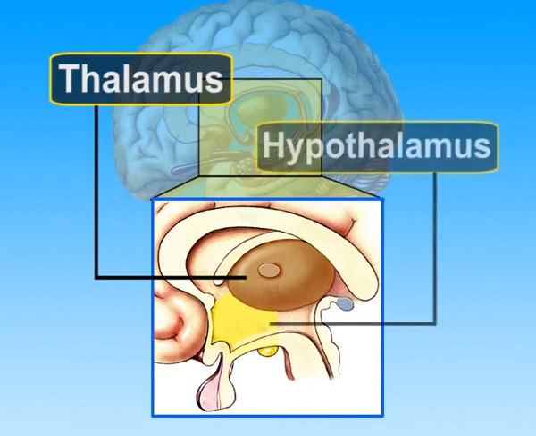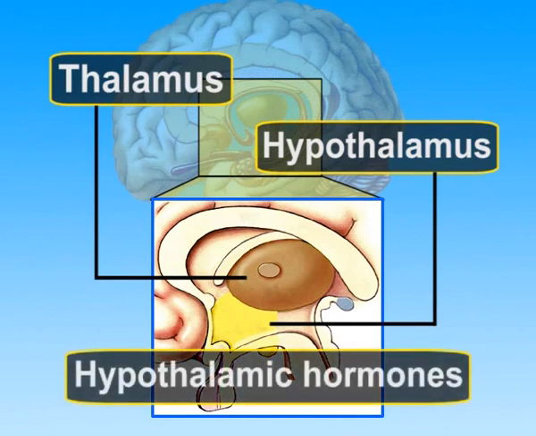Here is hypothalamus. It is an area which lies beneath the thalamus. It secretes many hormones known as hypothalamic hormones. These hormones help to control the body's metabolism.